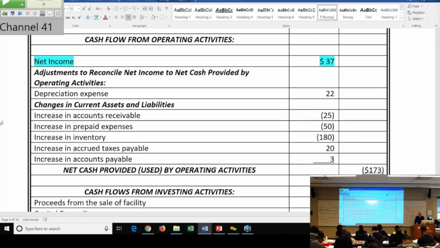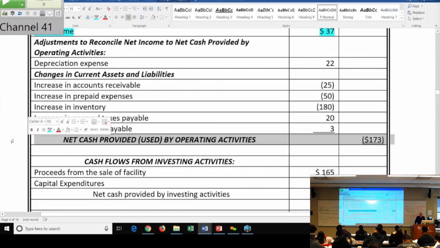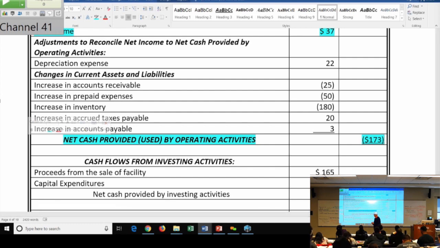And your cash from operating activities is minus 173. In this case, we're getting a little bit of an opposite effect. We've got net income of 37, but we've got outflows of 173 from operations. Here, your operations are using up more cash than the income you've generated. So that's the indirect method.